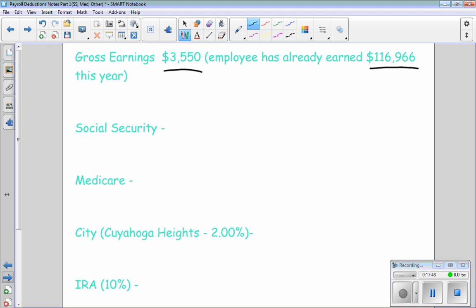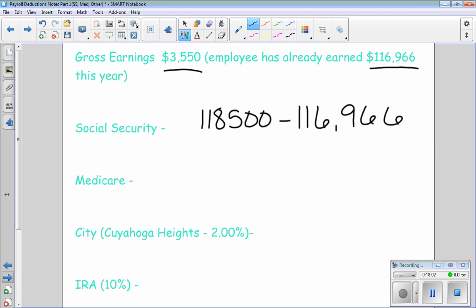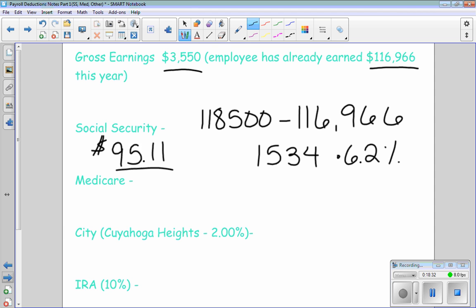So how much does he have to pay out of this paycheck? How much is actually taxable? I take my $118,500, which is my limit, subtract out my $116,966, and that's how I figure out what's left that's taxable. $1,534 is left. And that is the number we multiply by our tax rate, 6.2%, .062 in your calculator. $95.11. The next paycheck, he does not have to pay any to Social Security.